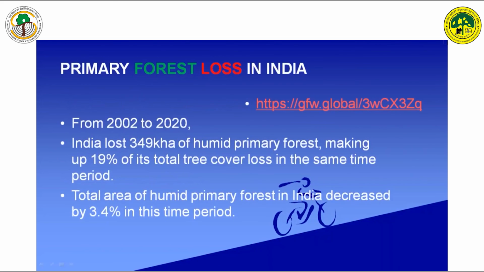And primary forest loss in India. Global Forest Watch has already told you this. From 2002 to 2020, India lost 349 kilo hectares of humid primary forest, making up 90% of its total tree cover loss in the same period. The total area of humid primary forest in India decreased by 3.4% in that time period.